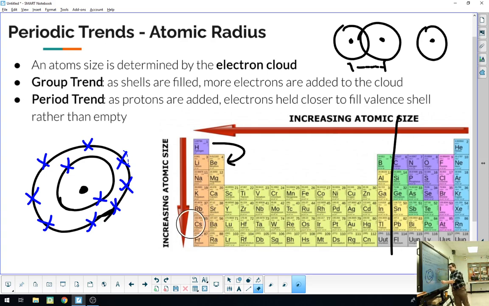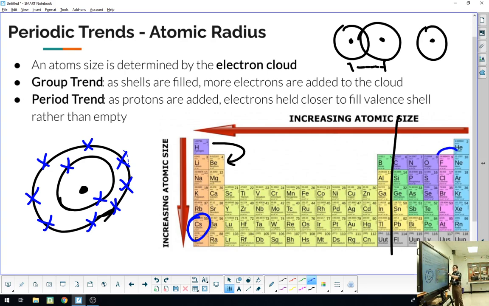This is why cesium is a very, very big atom. And it has 1 valence electron. So when you throw it in water, water picks up that 1 electron so quickly, you cause an explosion. So that's why cesium is so big.